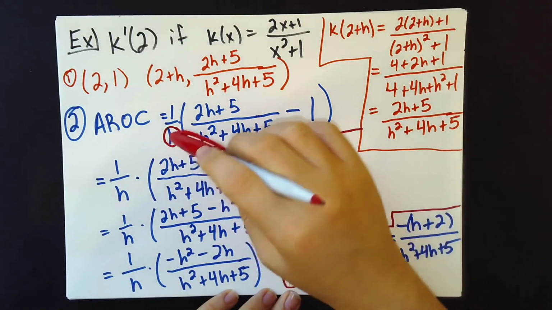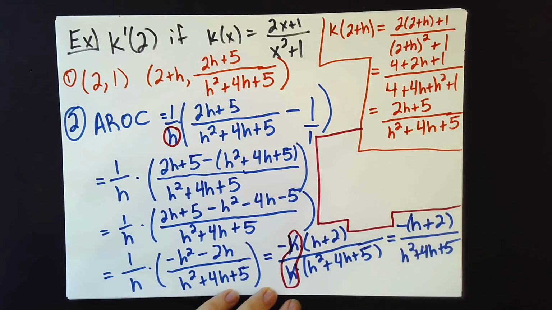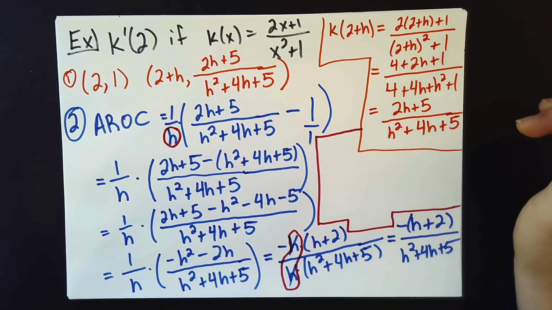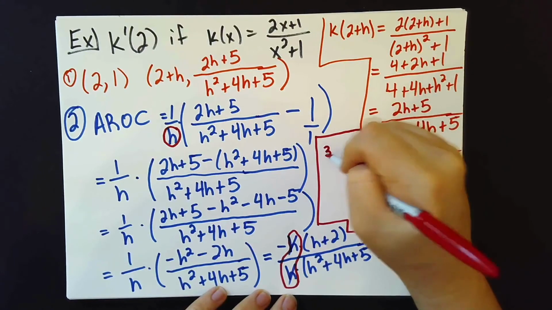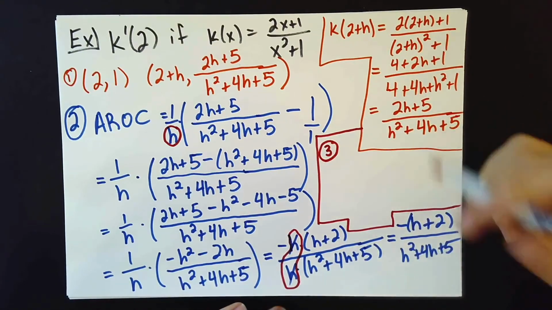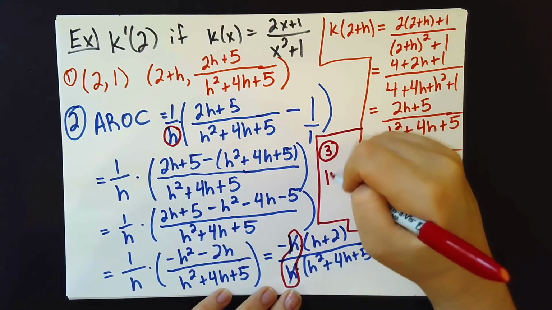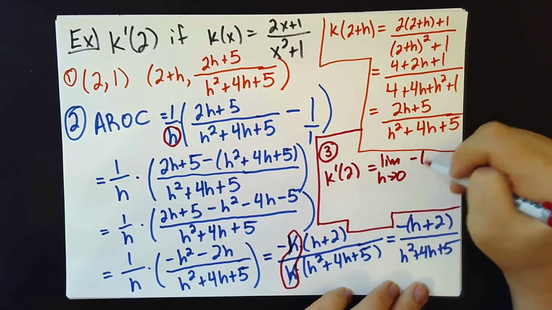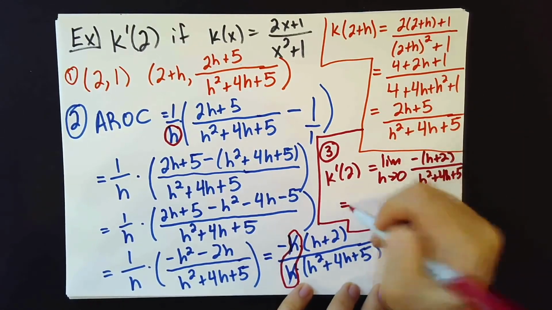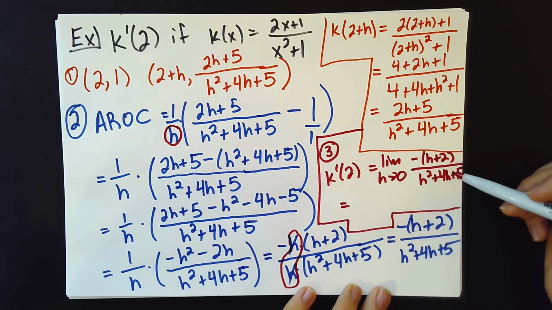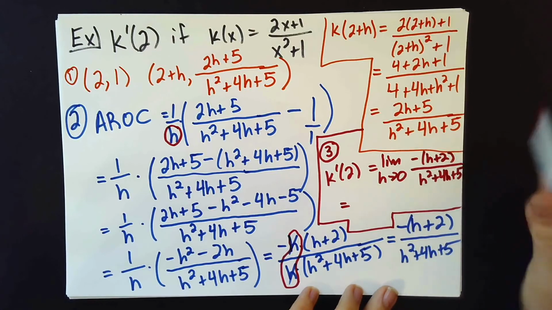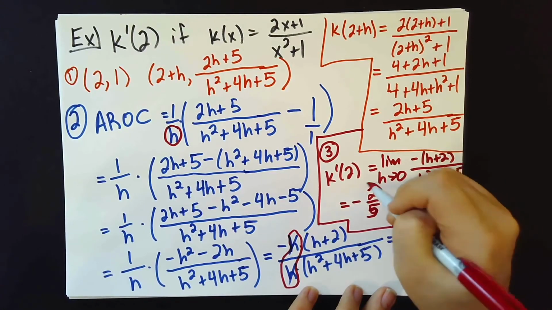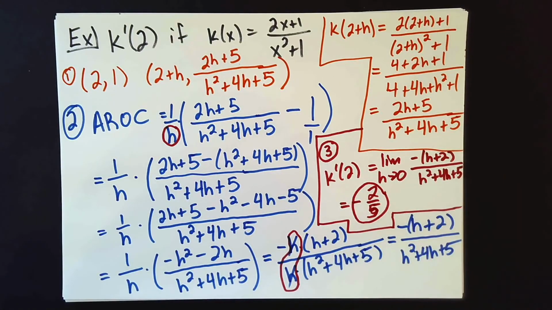If it wasn't for the fact that somehow this h magically always ended up canceling, then we wouldn't be able to talk about derivatives and all the wonderful applications of them that we're going to be talking about for the rest of the class. So for our very last step, we're going to say k prime of 2 is the limit as h goes to 0 of this whole thing. Okay, and again, this isn't a 0 over 0 limit, even though you might be afraid at first that it will be. But in fact, this is just going to work out to be minus 2/5. That is our answer.